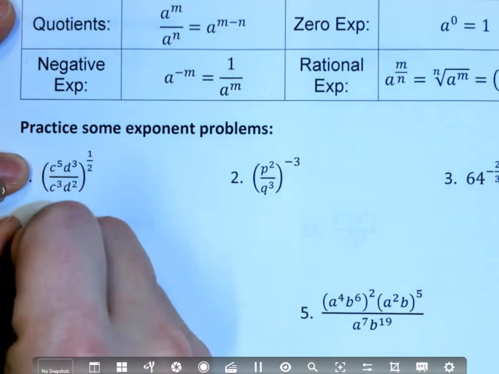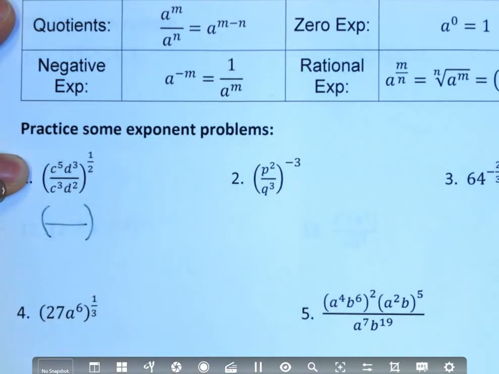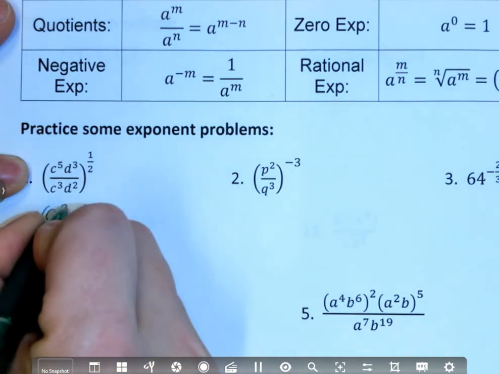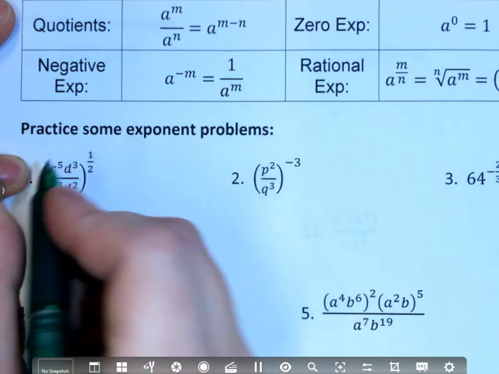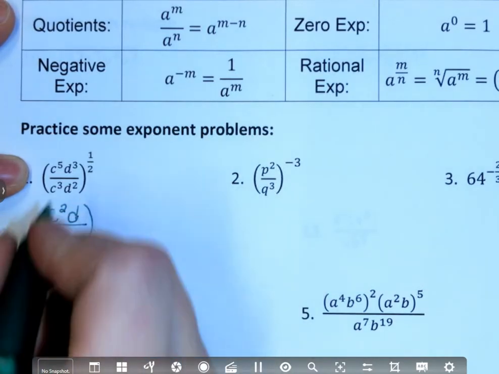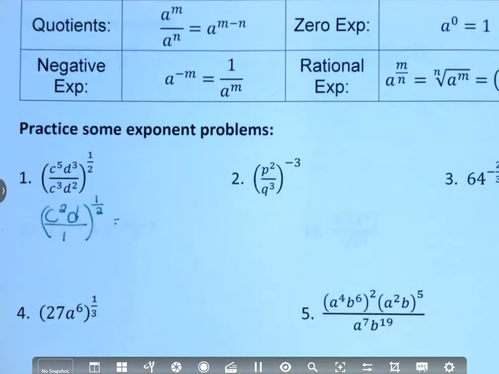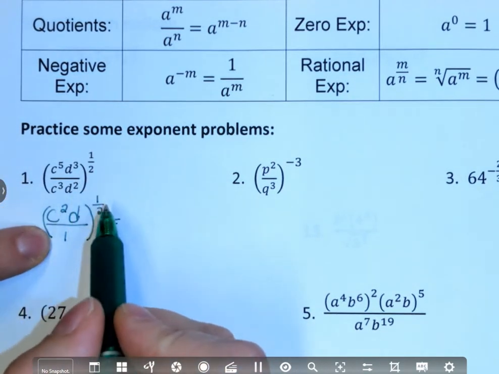So if I'm looking at inside the parentheses, c to the 5th over c is going to give me what? C squared. Top or bottom? Top. D to the 3rd over d squared? Top or bottom? And what's in the bottom? 1, which really isn't necessary. Then when you think about that 1/2 is still a power that gets distributed. And what will I do to the 2 and the 1/2?